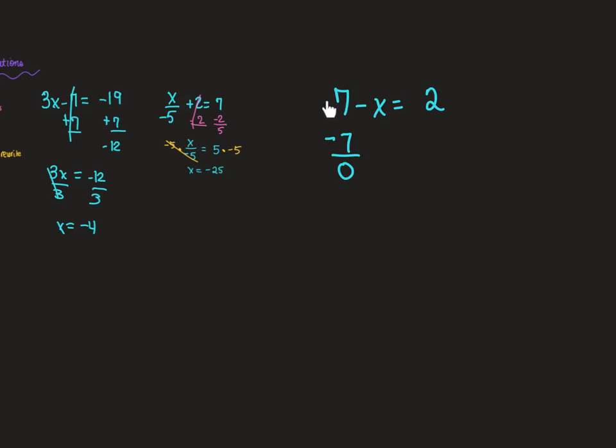I want to look in front of the 7. This is a positive 7, so I'm going to make it a negative 7. It's positive, so I'm going to subtract, however you want to think about it. Whatever I do to one side, I come over here and do to the other side.